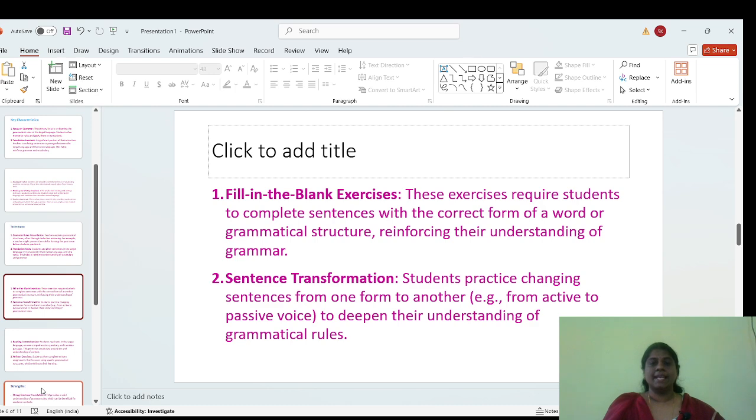Fill in the blank exercises. These exercises require students to complete sentences with the correct form of a word or grammatical structure, reinforcing their understanding of grammar. Sentence transformation. Students practice changing sentences from one form to another, for example, from active to passive voice and vice versa, to deepen their understanding of grammatical rules.